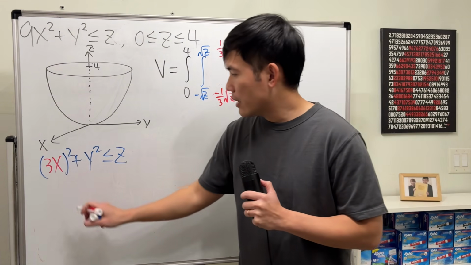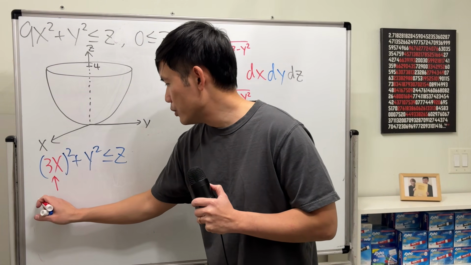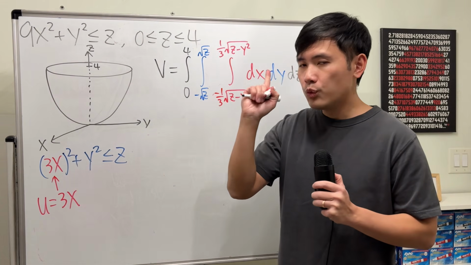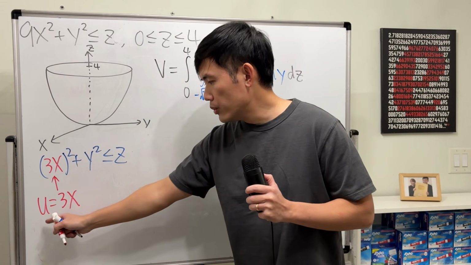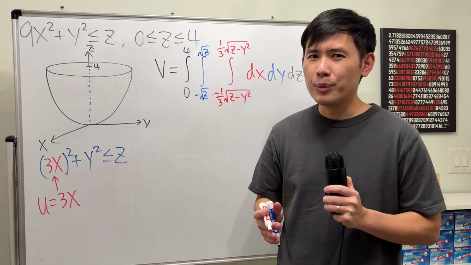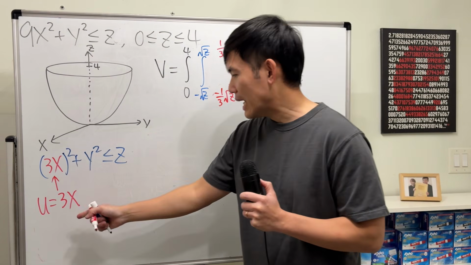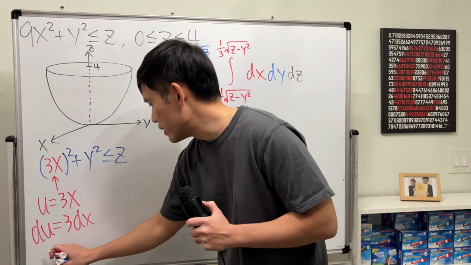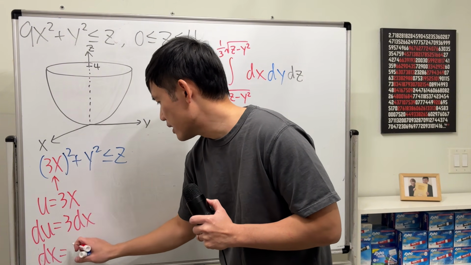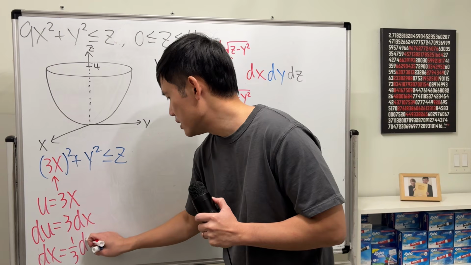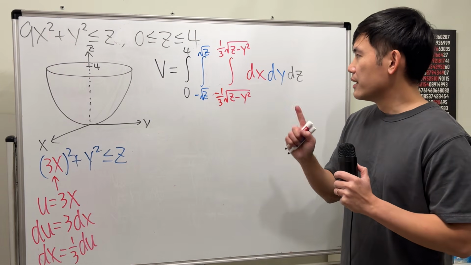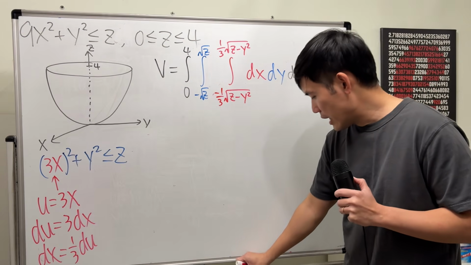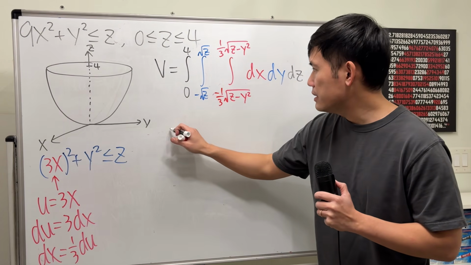Here's the deal. I'm going to call this a new variable, u. And now notice I'm just using one new variable, the u. I don't have to do the Jacobian matrix thing. All I have to do is differentiate and then solve for dx. dx is 1/3 du. Now, all I have to do is replace this with 1/3 du, and we will have this integral to look at.